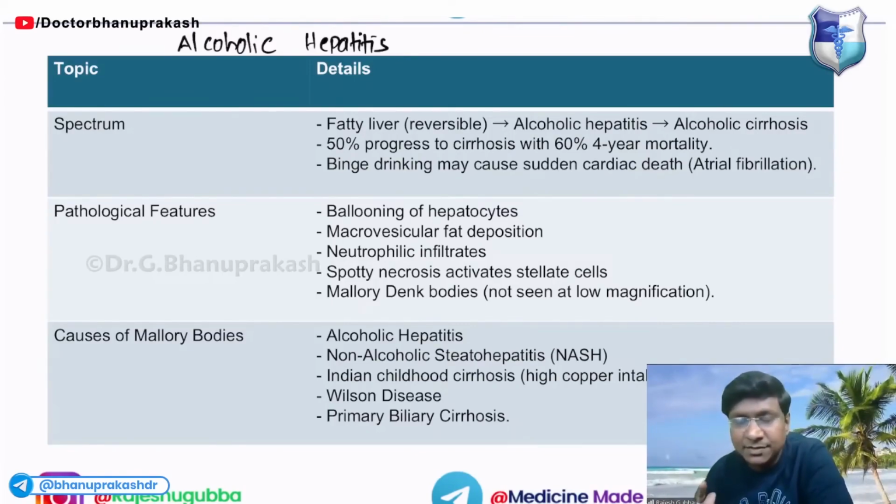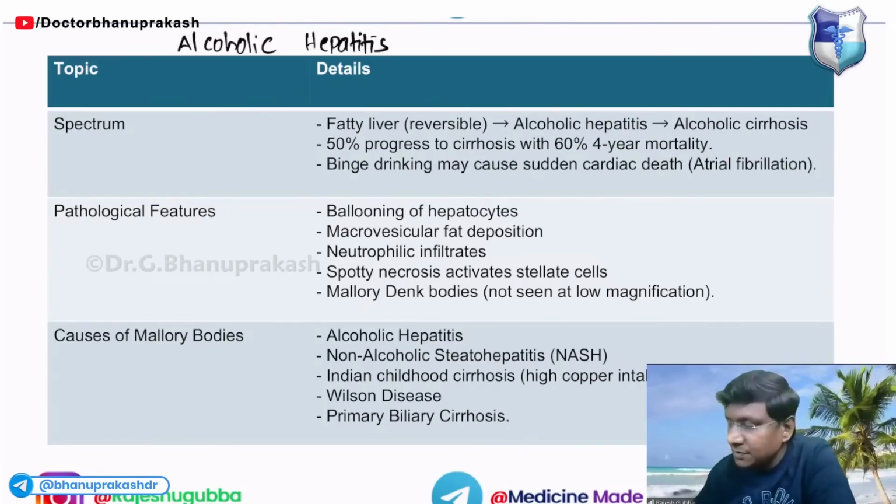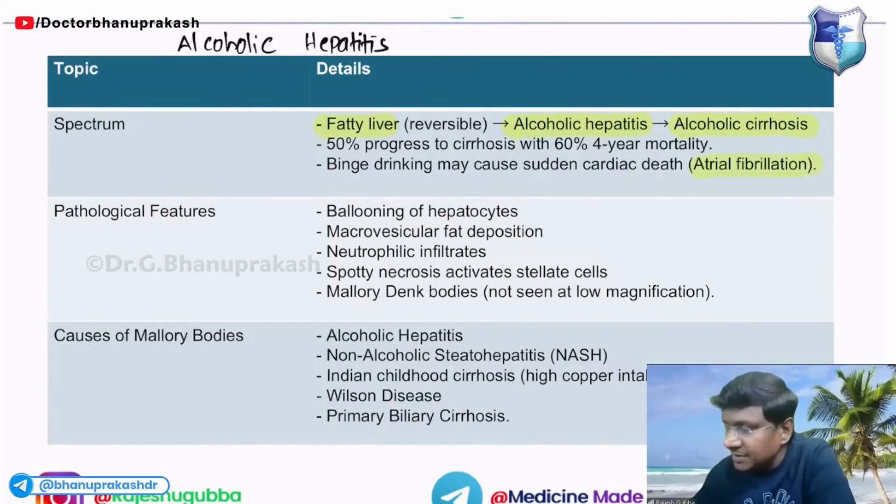If you see the spectrum in alcoholic hepatitis, there are three important things. Initially, the patient will develop fatty liver. If he continues to drink, he will develop alcoholic hepatitis. If he continues further, he goes into a state of alcoholic cirrhosis. There's one stock question always asked: what is the cause of sudden cardiac death if the individual is consuming binge alcohol? The cause will be the development of atrial fibrillation, which is termed by Western people as holiday heart syndrome.